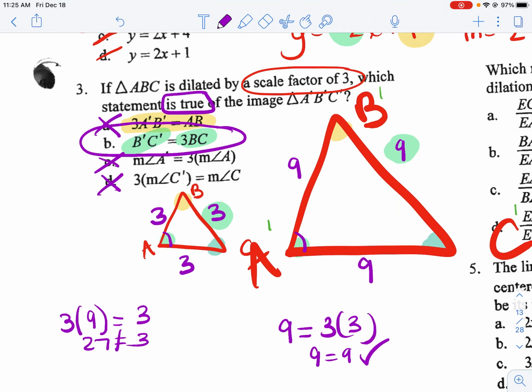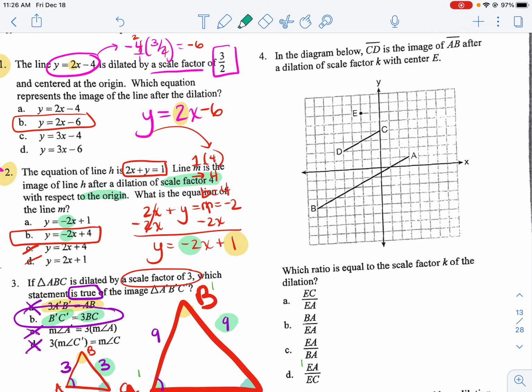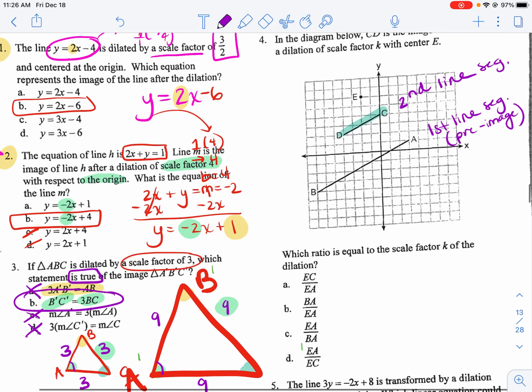In the diagram below, CD is the image of AB after dilation of scale factor K. So this is the second line. This is the first one, meaning, well, line segment, just to be mathematically precise. This is our pre-image. So if you think about this, guys, this is shrinking in size. So we're getting smaller, closer to E. Which ratio is equal to the scale factor K of the dilation?